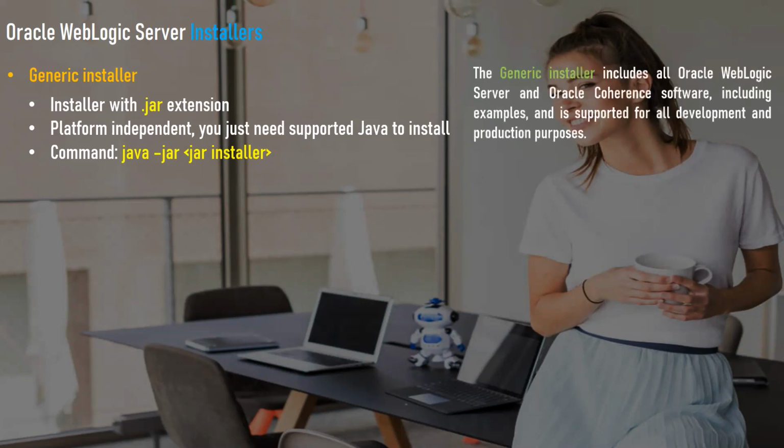So the generic installer includes all WebLogic server and Oracle Coherence software, including examples, and it is supported for all development and production purposes. It means that the installer comes with the WebLogic server and Oracle Coherence software, which is session management software embedded with the WebLogic server, and including the examples. And this is a version that you can use in your development and production purpose as well.